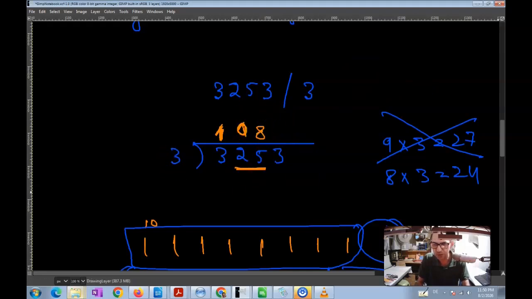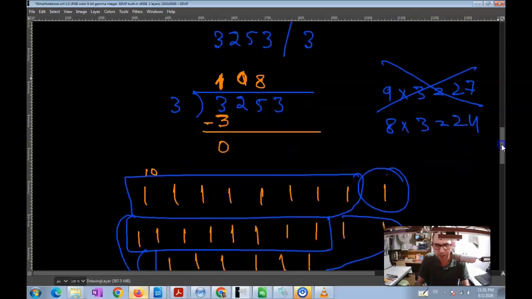8 times 3 is equal to 24, and then you subtract. Now I forgot to do the subtraction in the beginning. So when you consider this digit over here, 3 goes into 3 one time, so 1 times 3 is equal to 3, and then you have to subtract, because the 3 groups of 1,000, you're taking them away. So of course you have to subtract. So 3 minus 3 is equal to 0.